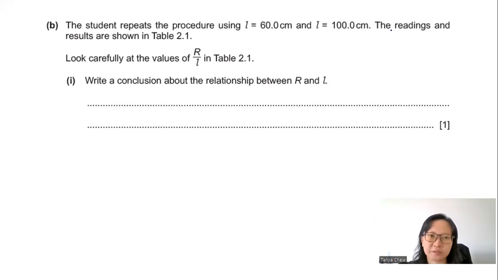B, the student repeats the procedure using L equals 60 cm and L equals 100 cm. The readings and results are shown in table 2.1. Look carefully at the values of R over L in table 2.1. First, write a conclusion about the relationship between R and L.